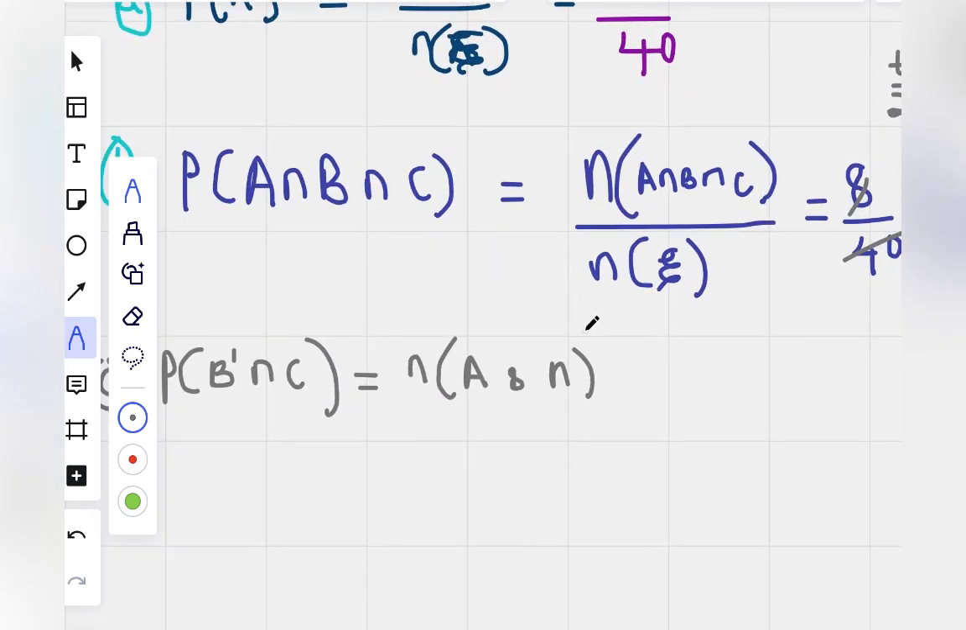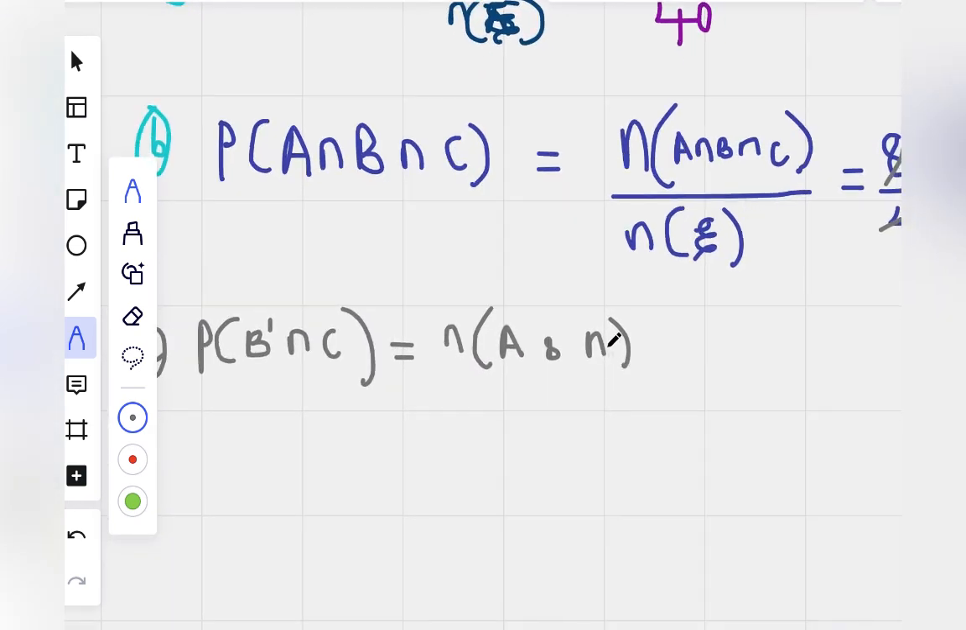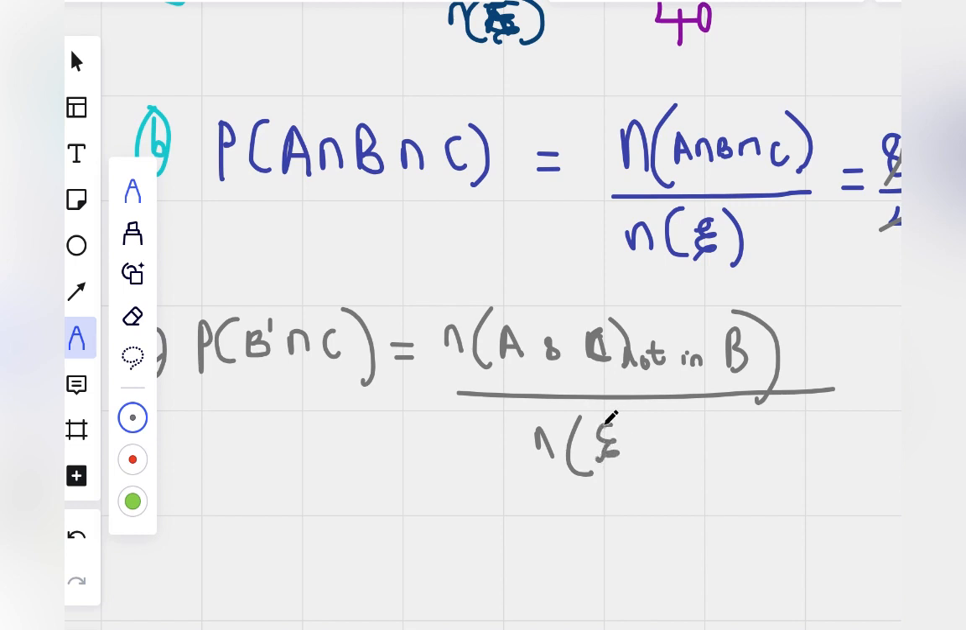Number of elements in A and C, not in B. A and C, not in B, must not be in B. Anything in B is not part of it. Over the total number of elements, which is over the number of elements in the universal set.